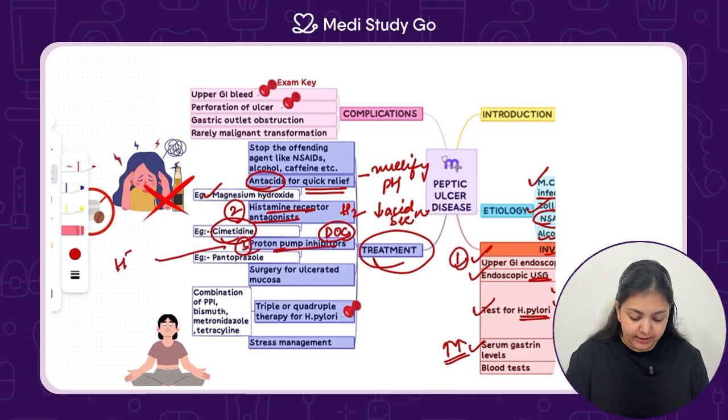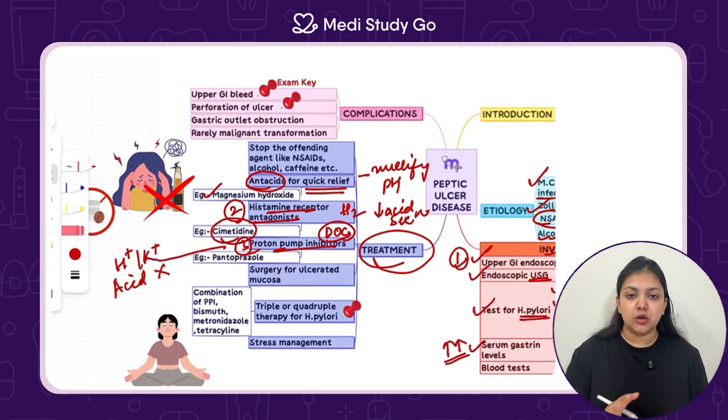These inhibit the H plus K plus pump, which is responsible for the production and the secretion of acid. So if the pump is blocked, the acid will not be there, and this is the most important treatment in cases of drug. Example, pantoprazole, rabeprazole, omeprazole, etc.